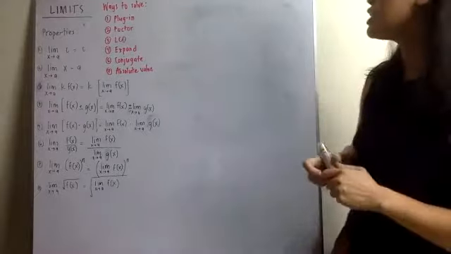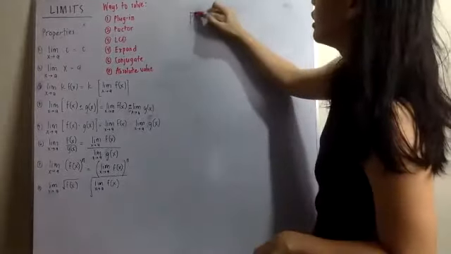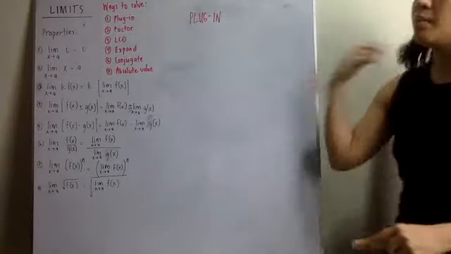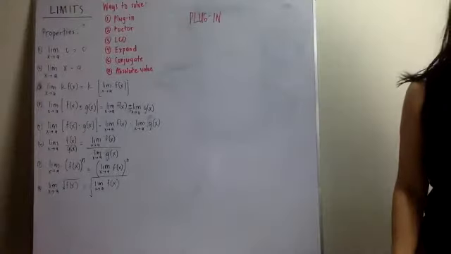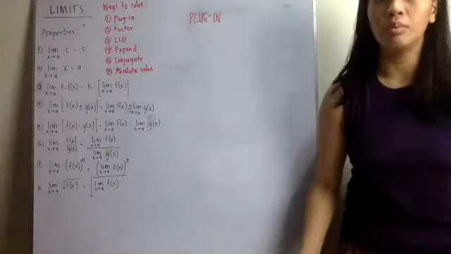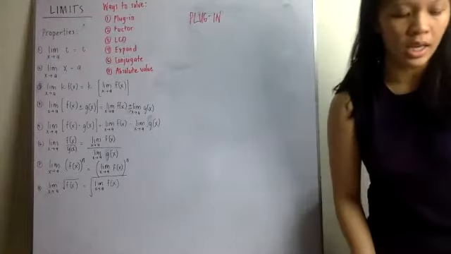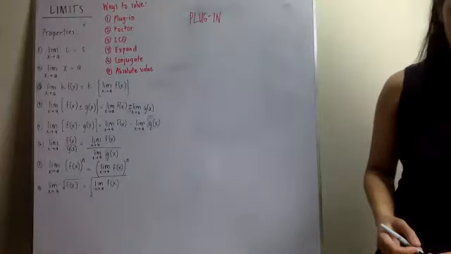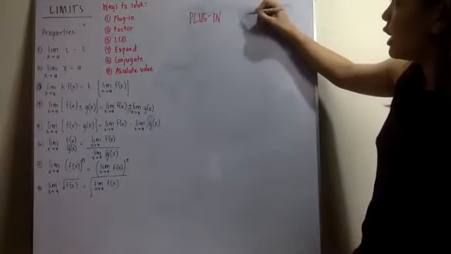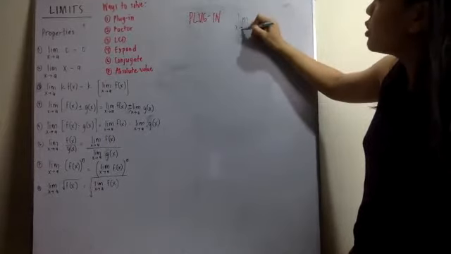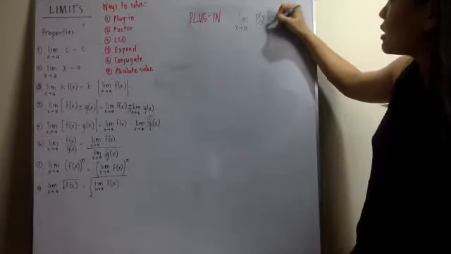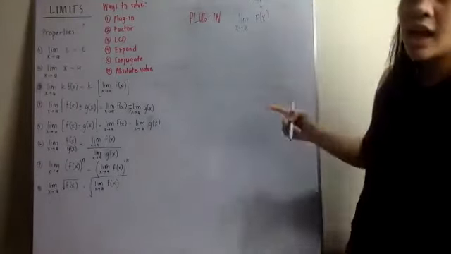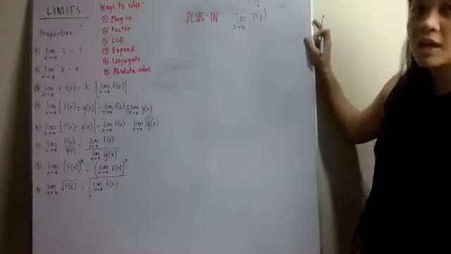Okay, the first one here says plug in. You can apply this when you have polynomials. Automatically, if it's just a polynomial, you can just plug in and then get the limit. For example, in general, if you have a limit as x approaches a of p of x, where this is a polynomial.